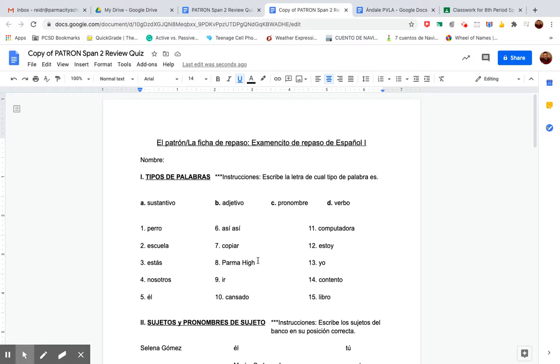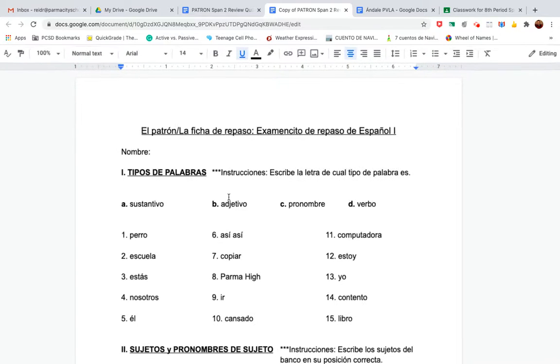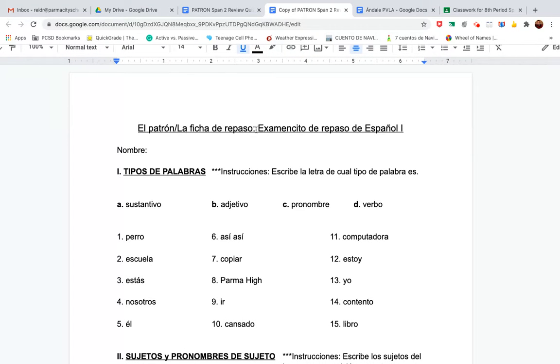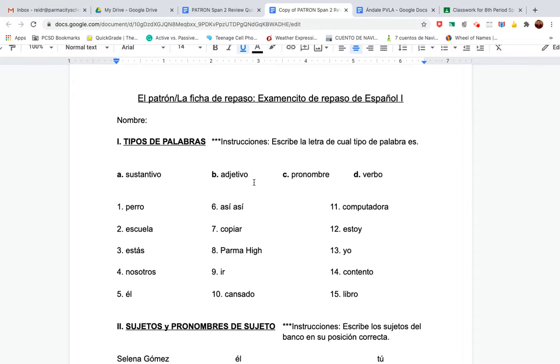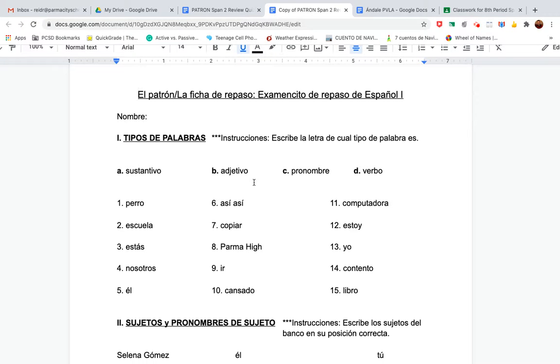Hola, estudiantes. I'm going to explain el patrón, the pattern, or la ficha de repaso, sheet of review, for the quiz we're going to be having. So that's what this is. El patrón, it's the pattern, looks just like the quiz, similar.